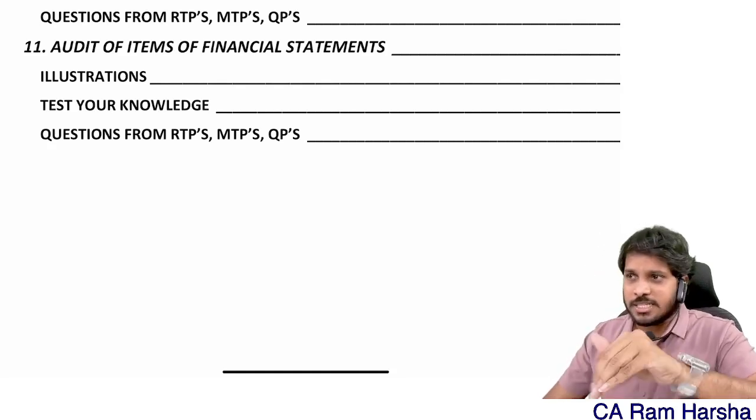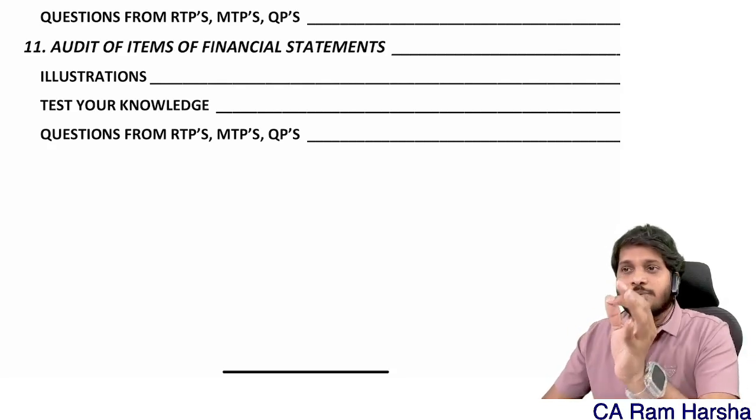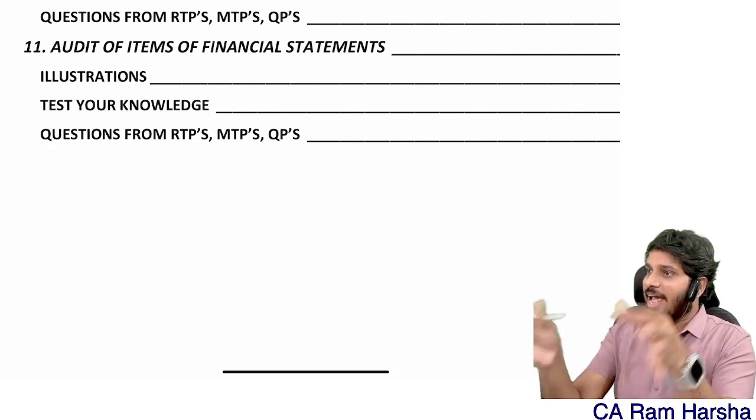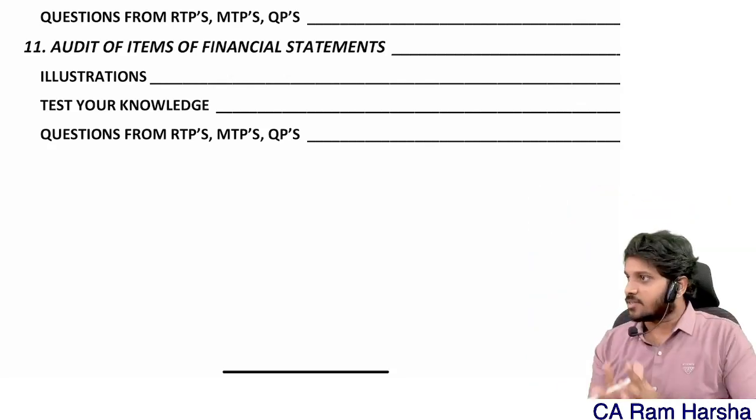Getting it? But now the suggested answer is also there for May 24. So May 24 suggested answers were not added in this. MTP2 of September is not added in this, except these two. Rest everything we covered in this question bank.